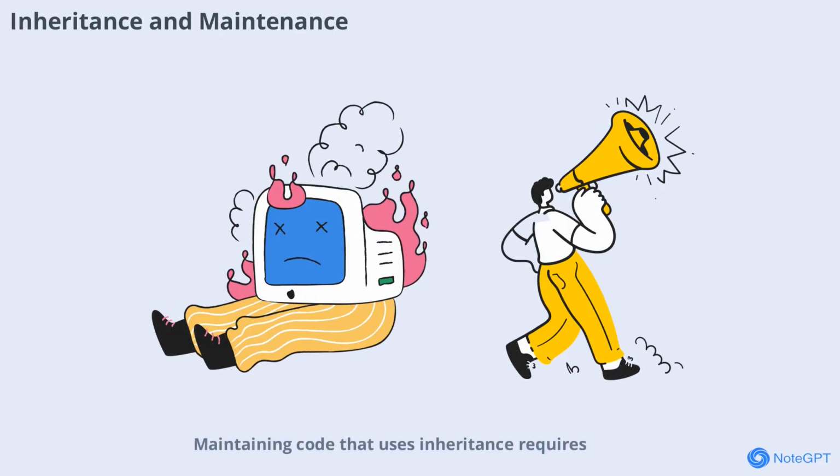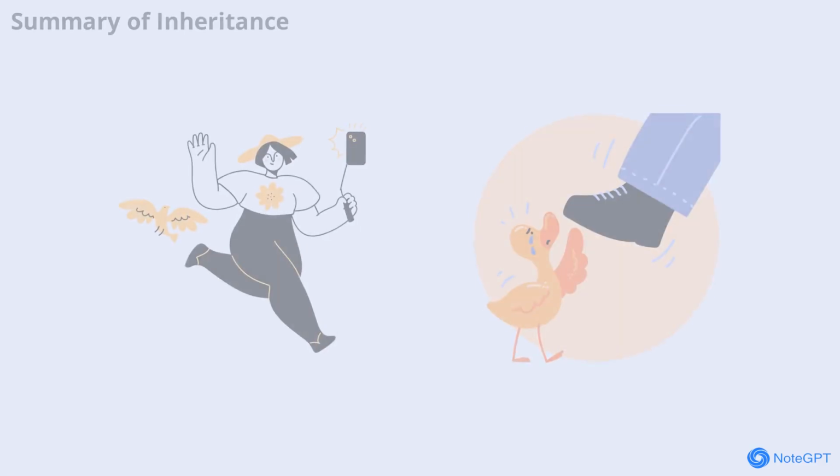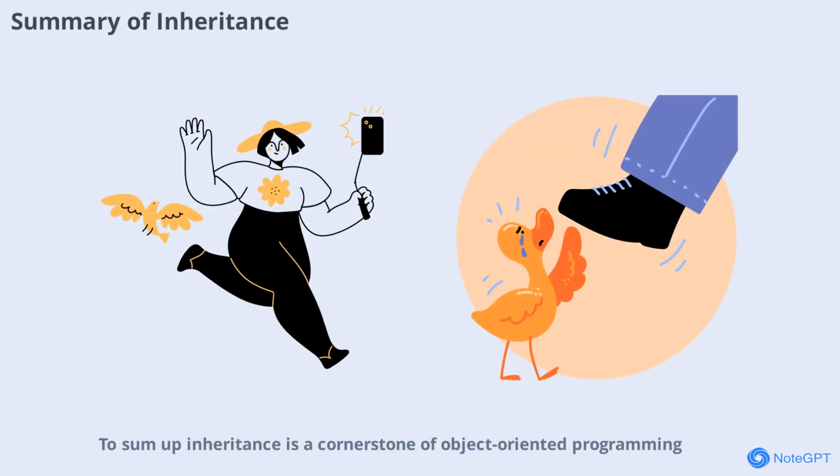Maintaining code that uses inheritance requires careful attention to changes in superclasses, as these can affect all subclasses. Always test thoroughly when modifying shared code and keep hierarchies as simple as possible to minimize the risk of unintended side effects. To sum up, inheritance is a cornerstone of object-oriented programming.